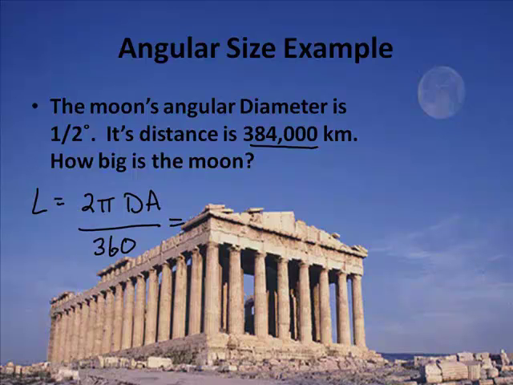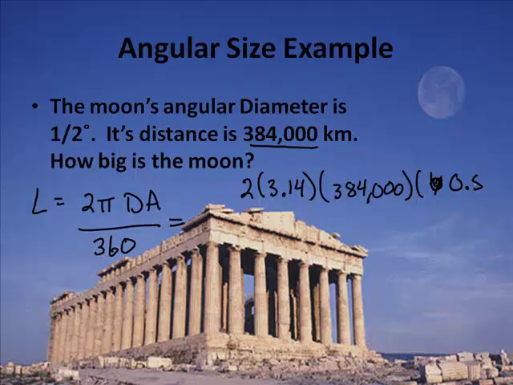So let me write this down. I'll say 2. Now pi, if you recall, is 3.14. Now d is the distance, so that's 384,000, multiplied by the angle, which is 1/2, or let's say 0.5, and the number at the bottom is 360.